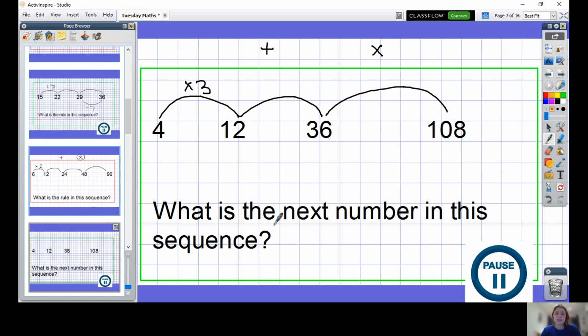The question here actually said, what is the next number in this sequence? So well done if you spotted that the question was slightly different. In order to find the next number, I would have to do 108 multiplied by 3. If you haven't done that yet, quickly pause the video and work out what 108 multiplied by 3 is.